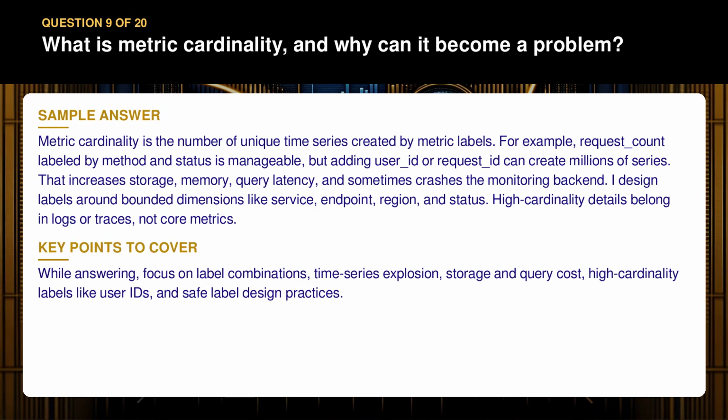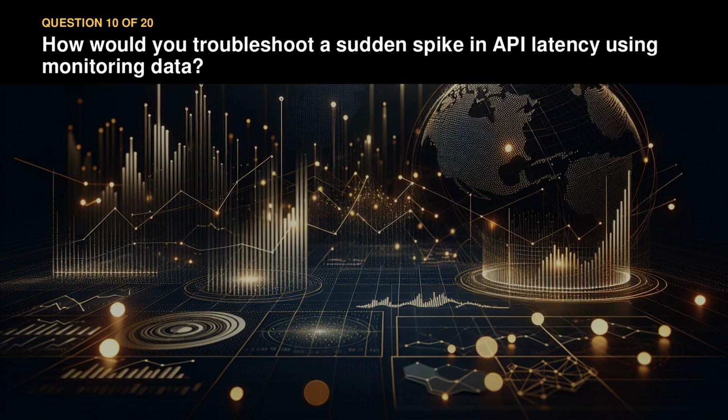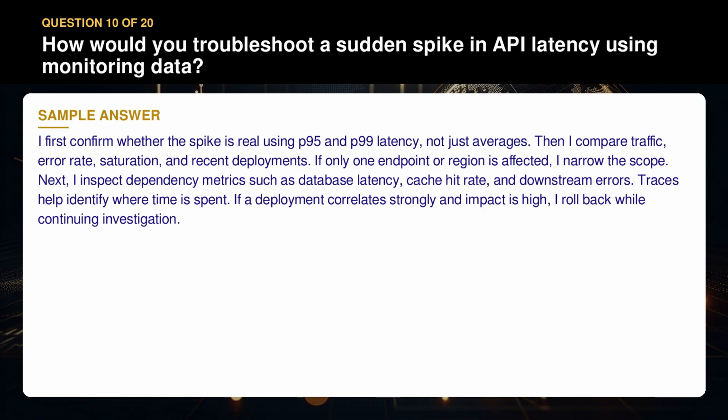While answering, focus on label combinations, time series explosion, storage and query cost, high cardinality labels like user IDs, and safe label design practices. Question 10. How would you troubleshoot a sudden spike in API latency using monitoring data? I first confirm whether the spike is real using P95 and P99 latency, not just averages.